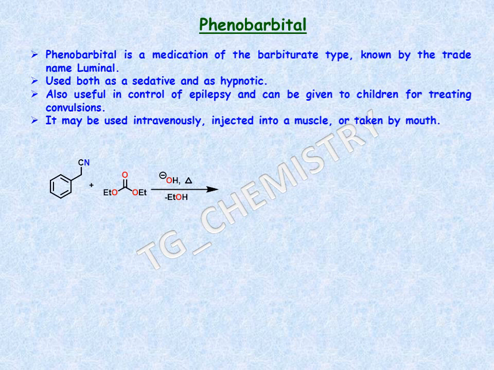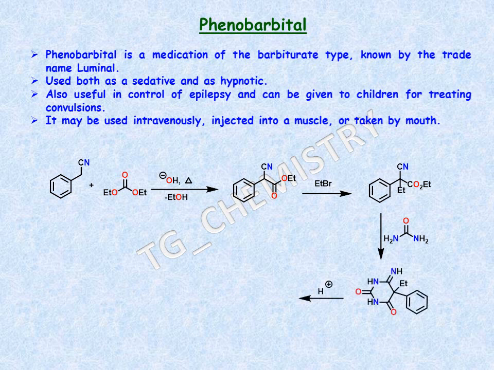The synthetic approach utilizes diethyl carbonate in the presence of a strong base, which can be sodium ethoxide, to give the alpha phenyl cyanoester derivative. Okay, so this alpha phenyl cyanoester derivative on alkylation using ethyl bromide will eventually give the alkylated product and proceeds via a nitrile amination intermediate to give the alpha phenyl alpha ethyl cyanoester compound. This will finally be converted into the 4-amino derivative upon condensation with urea. So this is the 4-amino derivative.